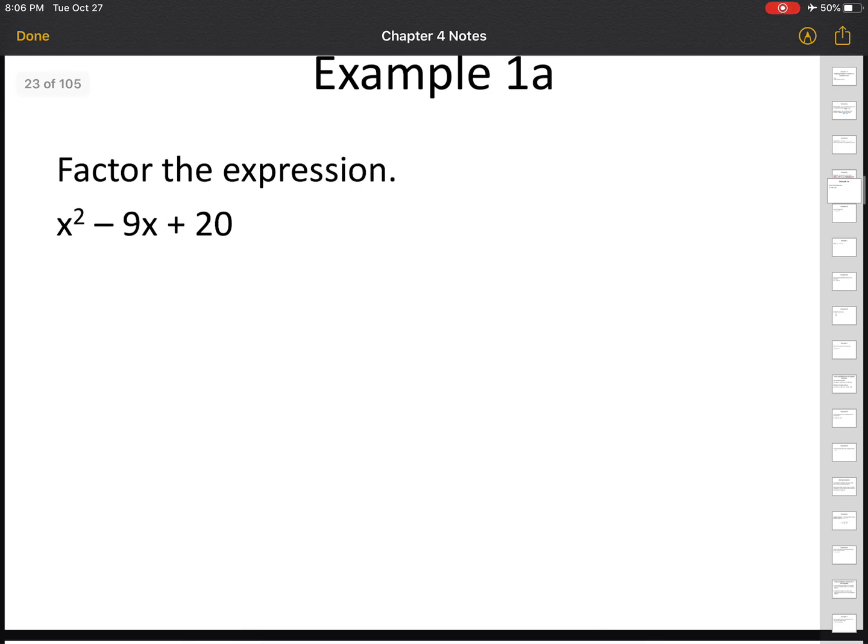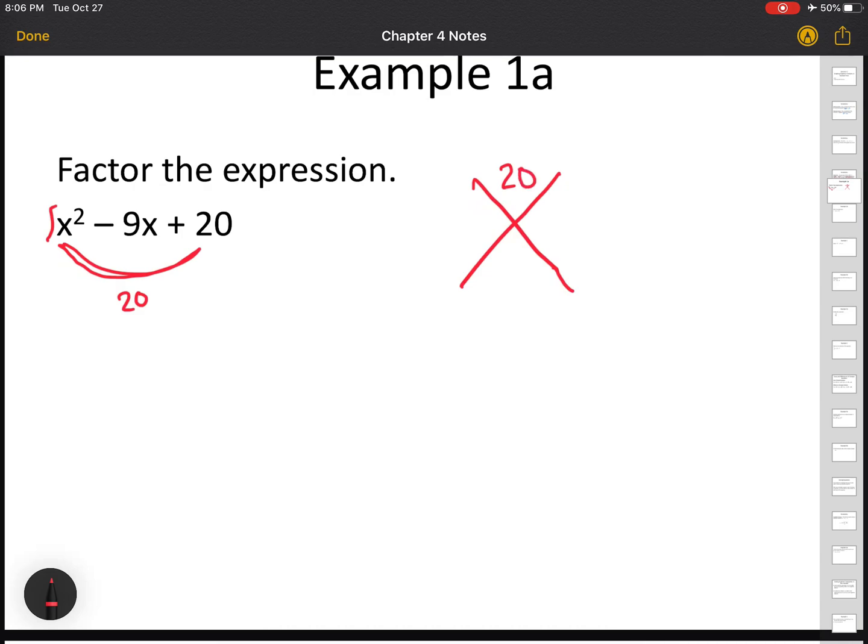So this first example, we're going to factor x squared minus 9x plus 20. With these, I always start out with an x. So I'm going to use the x method to factor. With my x method, what I put up top always is multiplying my a and my c together. So if I take 1 times 20 in this case, that's 20. And I'm going to stick that up top. Then I'm going to take my b value and put it in the bottom. So in this case, that's negative 9.